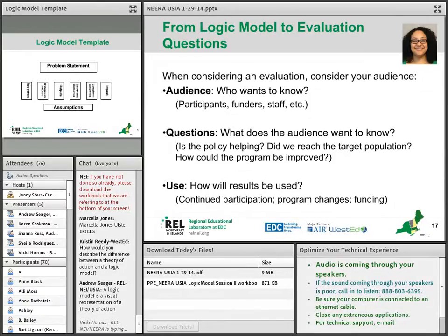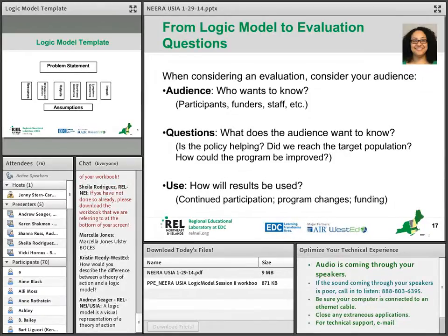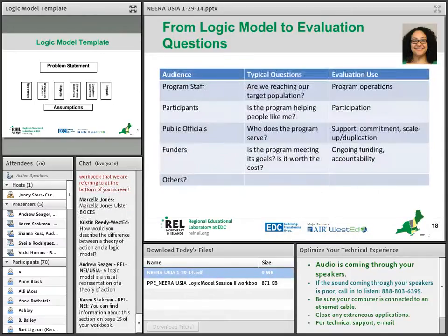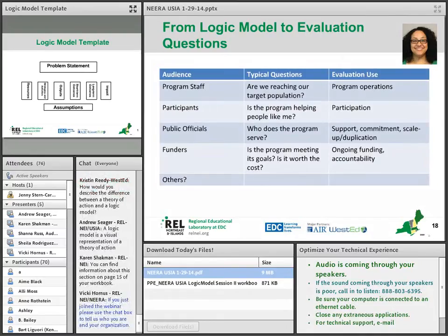We're not going to be doing an activity on this, but I want you to think about one question you may have when thinking about your audience. Are your audience going to be participants, funders, staff? In thinking about that, you need to think about what kind of questions they are going to have, what they are going to want to know, and how the results are going to be used. In the next slide, we're going to dive in, and I wanted to give you a couple of examples of what this may look like.